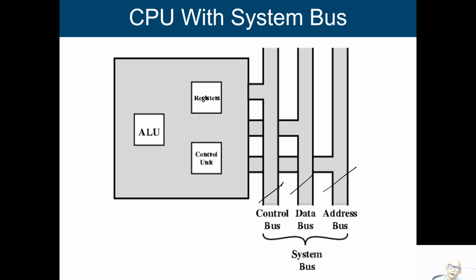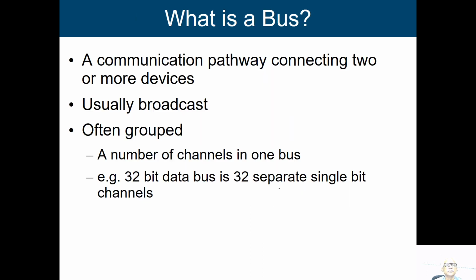We know that we work on some data, and that data is transferred through the data bus. The processor gives some control signals to the connected devices, and those signals are transferred through the control bus. All these 3 combined together are the system bus. Now, what is a bus?